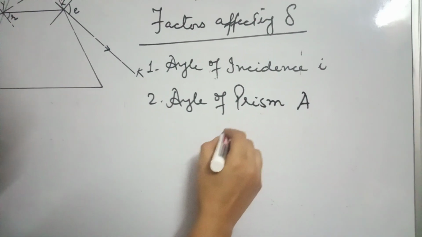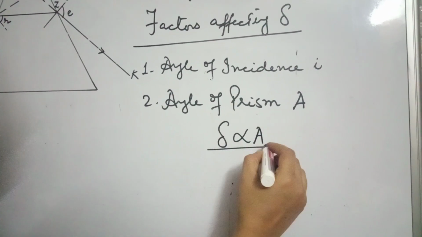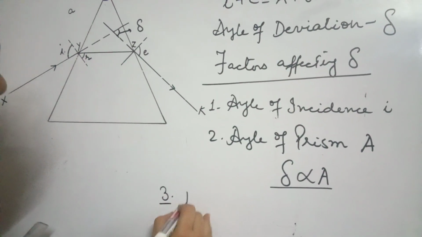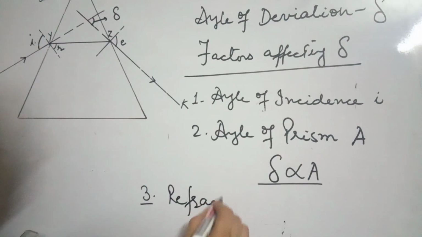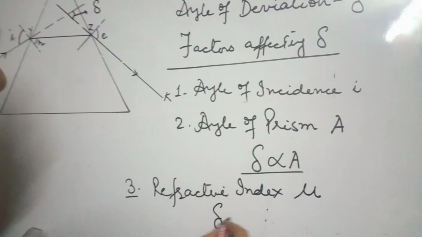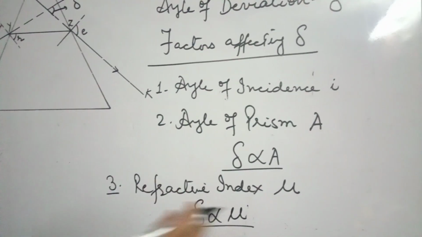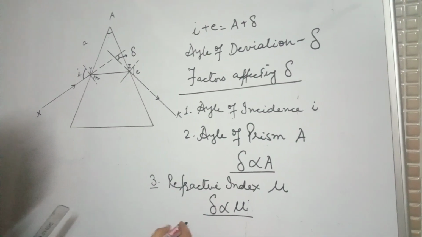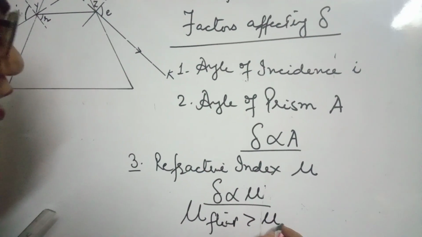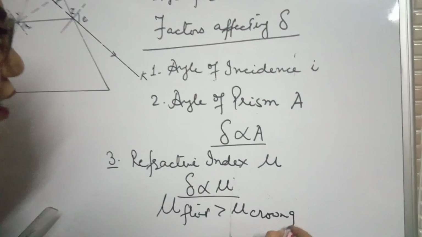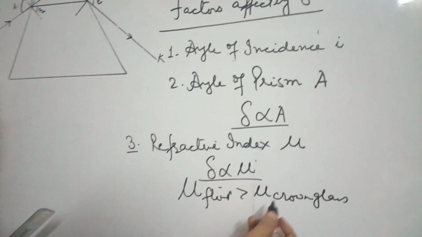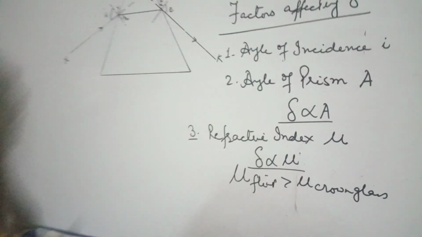For that, delta is directly proportional. As A increases, delta will also increase. And the third factor is the refractive index, mu. Delta is again directly proportional to mu. As the refractive index increases, delta will also increase. As you know, the refractive index of flint glass is greater than the refractive index of crown glass. So the angle of deviation in flint glass will be more and in crown glass will be less.